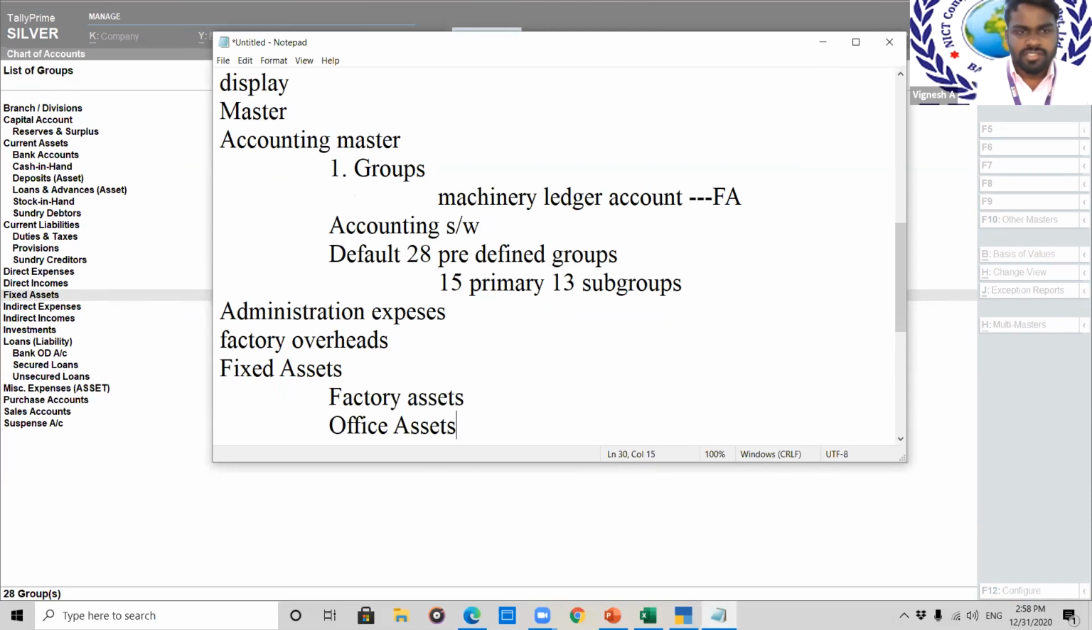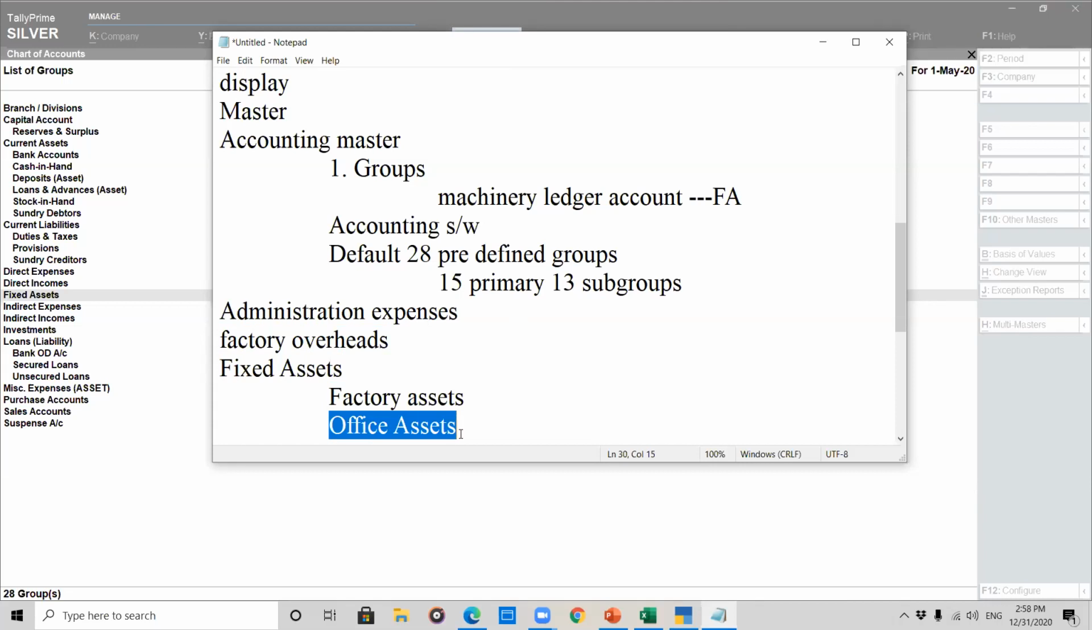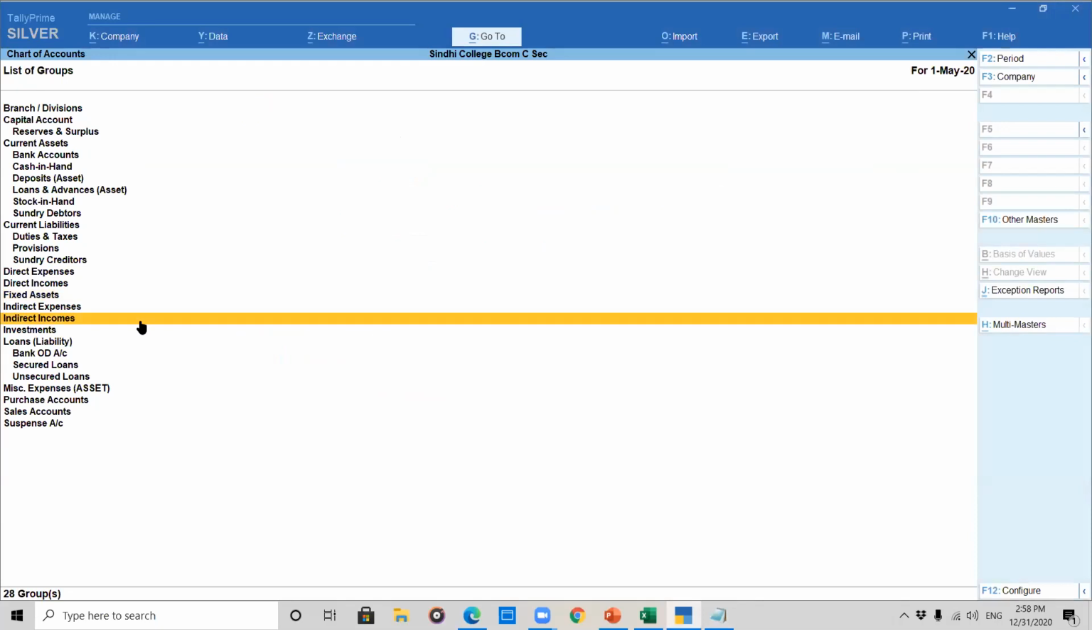In this way, I want to structure this. I want admin expenses as a main group, and I want factory overheads as a main group. I want fixed assets as a main group, and I want two subgroups, factory assets and office assets, as a structure. Are you following? You can understand this. Yes, sir.